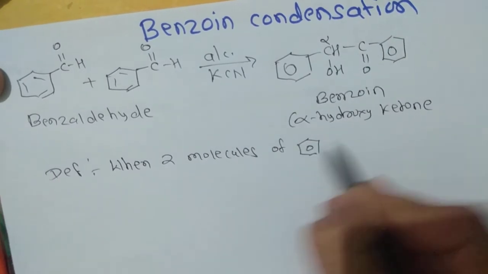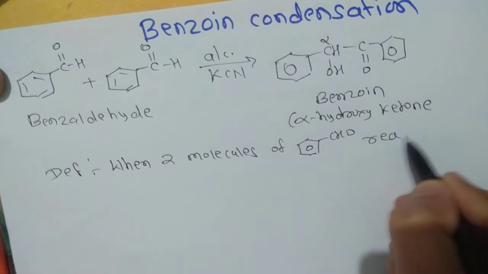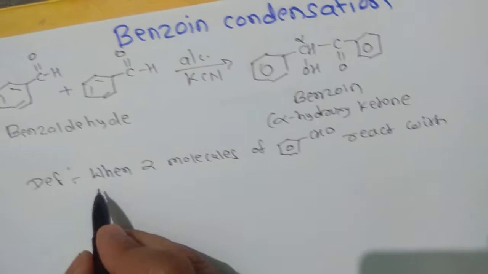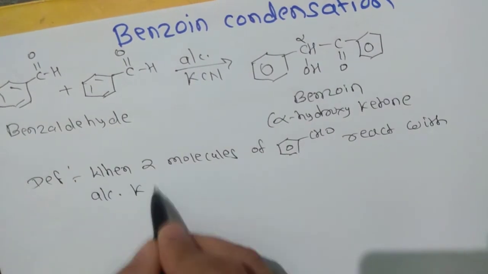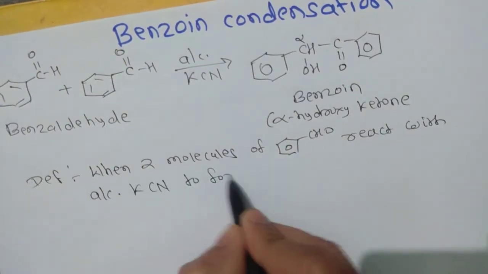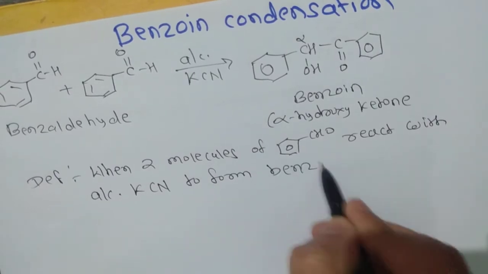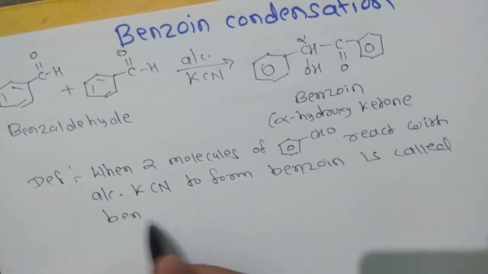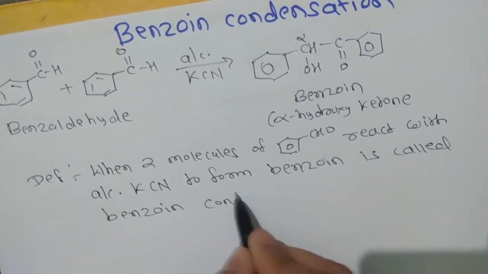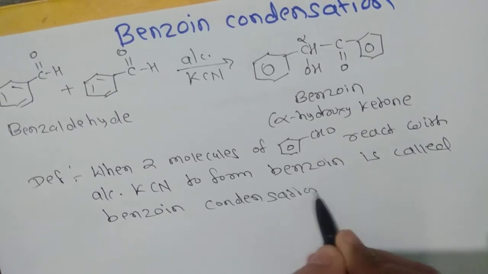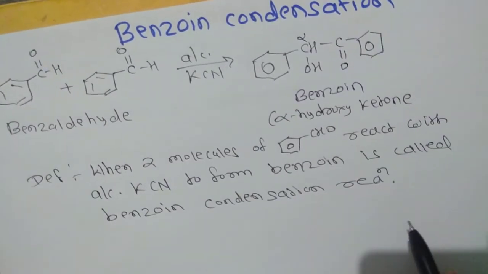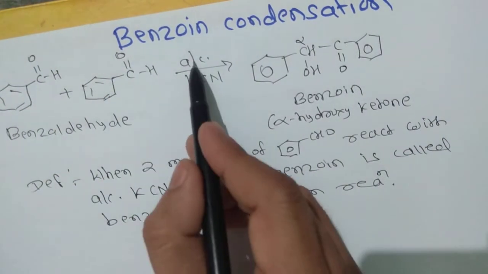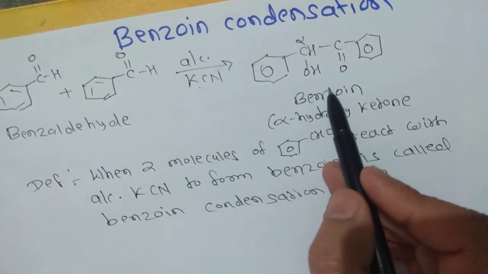when two molecules of benzaldehyde react with an alcoholic solution of potassium cyanide to form benzoin, it is called the benzoin condensation reaction. This is the definition of the benzoin condensation reaction. Two molecules of benzaldehyde react with an alcoholic solution of potassium cyanide to form benzoin.